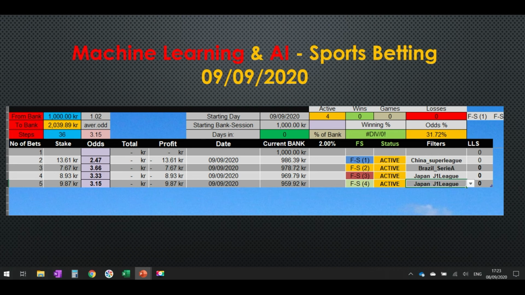I ran the AI software today and I got some matches. I filtered them out and came up with 4 bets for tomorrow. A match from Chinese Super League, a match from the Brazilian Serie A, and 2 matches from the Japanese J1 League.